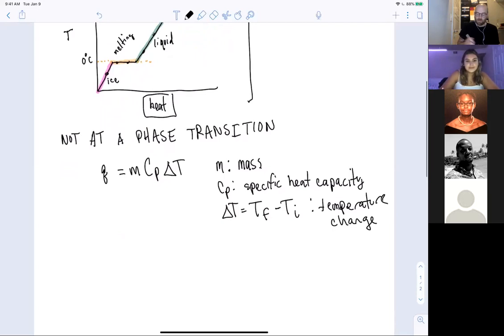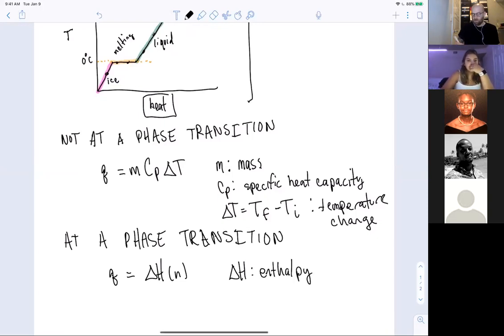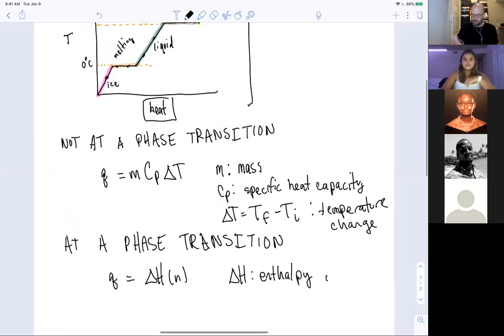And then if you're at a phase transition, we want to use Q equals delta H times n, where delta H is the enthalpy. I don't know exactly what the general term is for it, but it's the enthalpy of melting, or the enthalpy of freezing. It's the enthalpy of the phase transition.